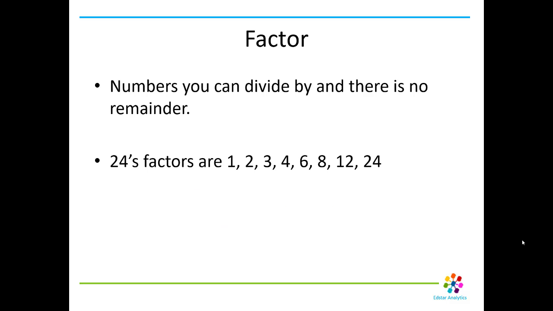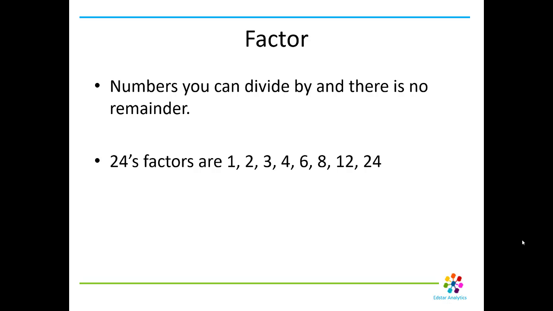So what is a factor? A factor is a number you can divide by and there's no remainder. So let's look at 24's factors. You can always start with 1 because 1 is a factor of every number. 24 is even, so we know 2 is a factor. 2 is a factor of all even numbers. You probably already knew that, but if you didn't, you need to know it, and you know it now.